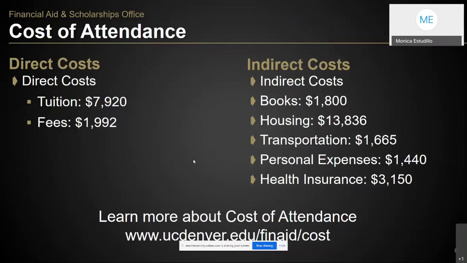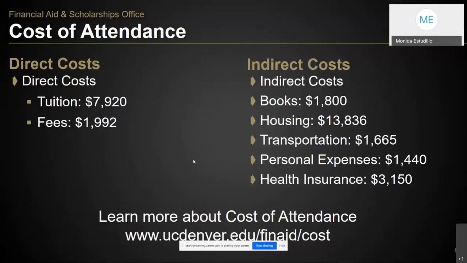And if you are going to be living on campus, it will also be charged into your direct cost. So we have it, the housing on here is an indirect cost. This is for a student who is not going to be living on campus. But if we had them living on campus, it would be a part of their bill.